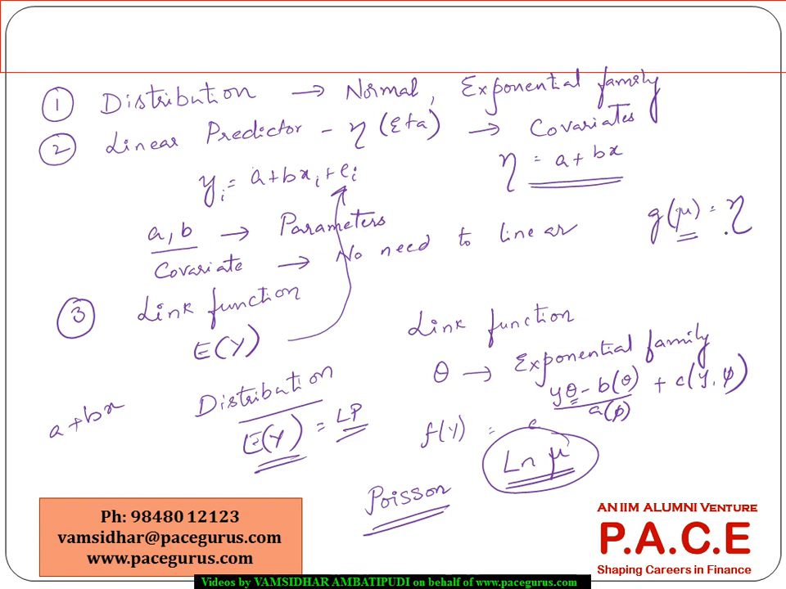So I am trying to establish the mean of the dependent or the response variable. I am trying to bring in the linear predictor variable. So g is the link function and eta is my linear predictor. We require all these three. If I have to do a proper GLM estimate, all these three are very much required.